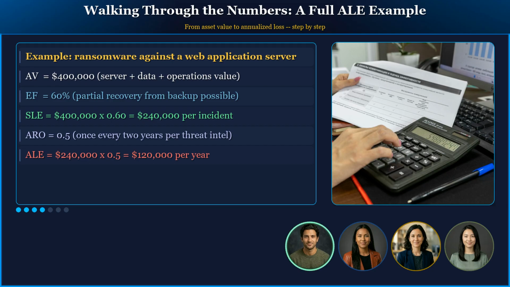Erica, flag the exam trap in this calculation. In practice, asset value and exposure factor are estimated, they carry uncertainty. But the exam treats these inputs as precise. When you see an annualized loss expectancy scenario question, do not overthink the estimates. Plug in the numbers and calculate. The right answer is the arithmetic result, not a philosophical objection to the model.